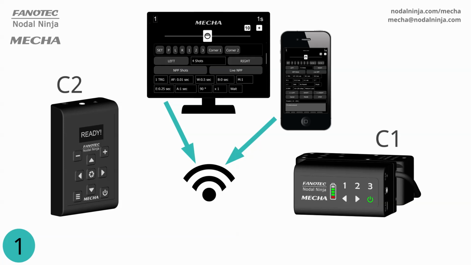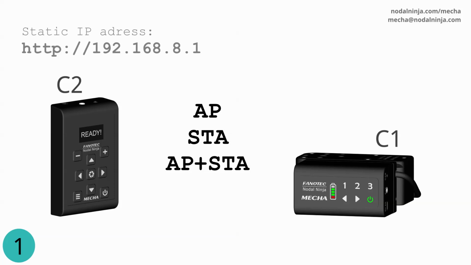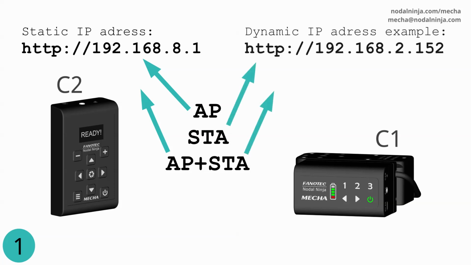MECHA can be set to AP, STA, and AP+STA modes. In AP and AP+STA modes, the user interface is accessible at the static IP address 192.168.8.1 and also at a dynamic IP address in both STA and AP+STA modes, regardless of the controller used. You can switch between controllers without needing to learn a completely new user interface.